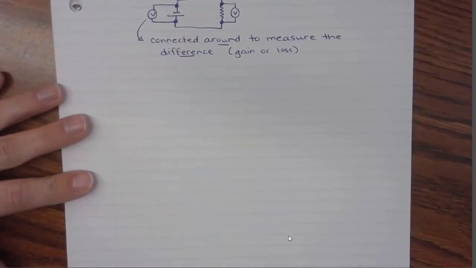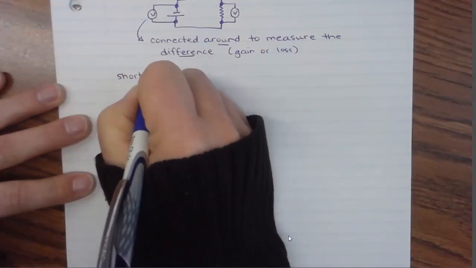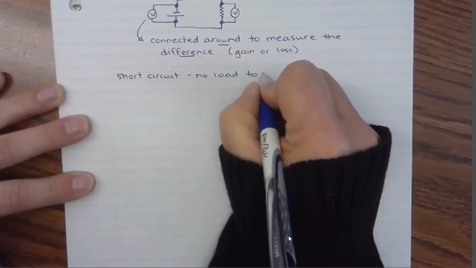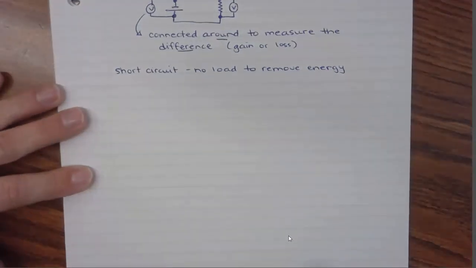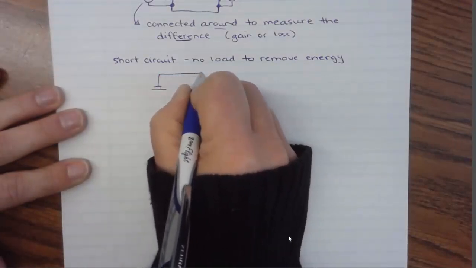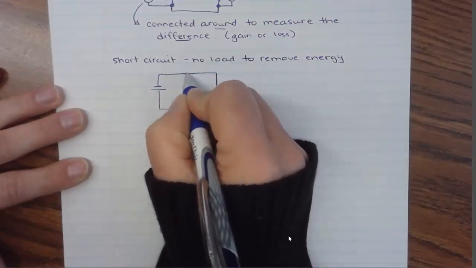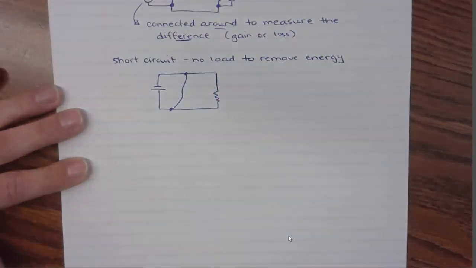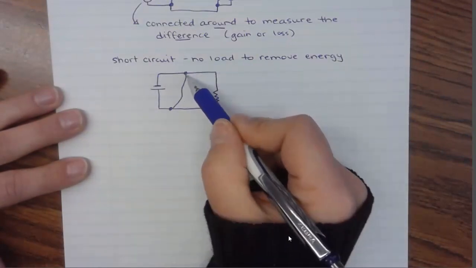So what happens if there is no load? If we have a short circuit, that means that there's no load to remove the energy. And electricity is lazy. It wants to take the path of least resistance. So let's say we had a circuit with our resistor, but somehow a wire got connected like this. So the electricity, instead of going to the resistor, it's just going right back to the battery.